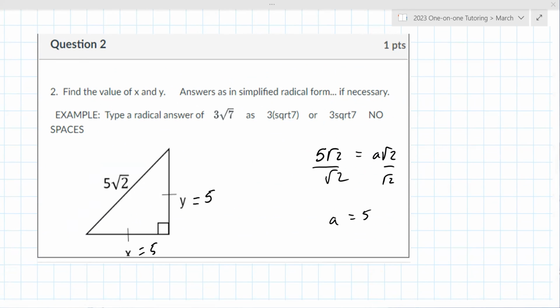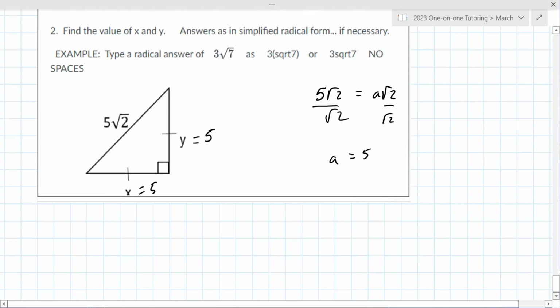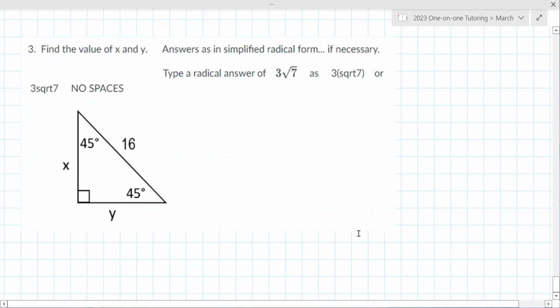Number 3 is just a tiny bit more work. It would be 8 square root 2. Yes. Okay.